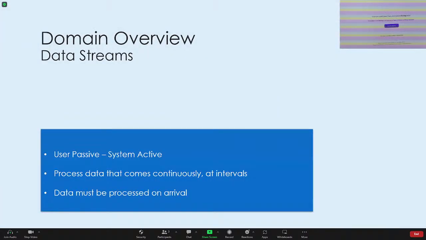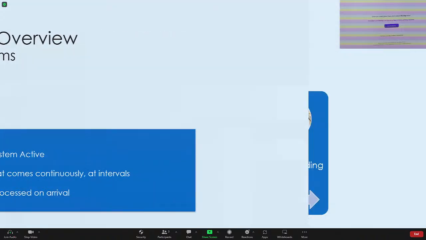Now, data streams, on the other hand, are user passive and system active, and that means that basically the user inputs only one query at the beginning, or several queries, and then waits for outputs continuously. And that means that we can process data that comes from a continuous source or a stream at certain intervals. And this data must be processed on arrival, so that's the point of a data stream.